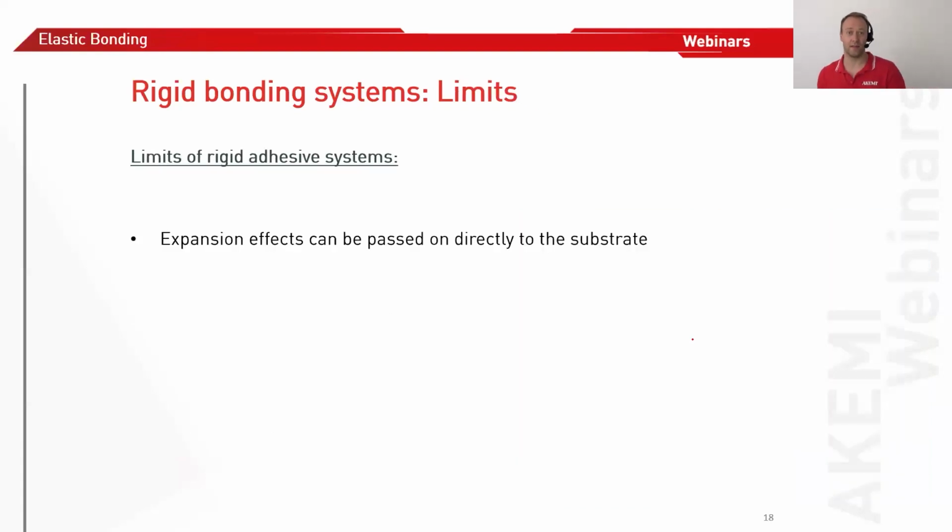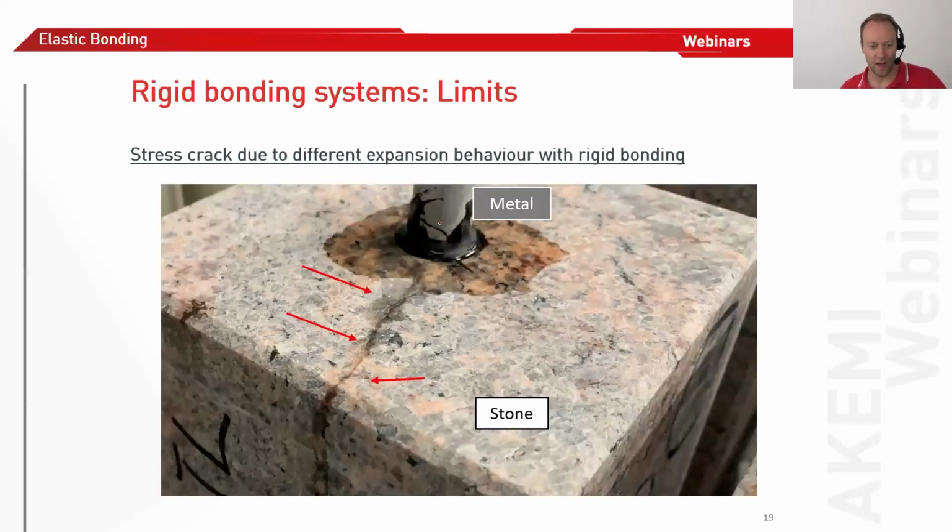Of course, there are limits to these normal bonding adhesive systems, and we have to talk about them as well, because on the other hand, these are the advantages of elastic bonding systems. So expansion effects can be passed on directly to the substrate. For example, what do I mean? Here you have steel and stone, and everybody knows steel, aluminum, stainless steel or other materials have different expansion ratios than natural stone, ceramics or porcelain.